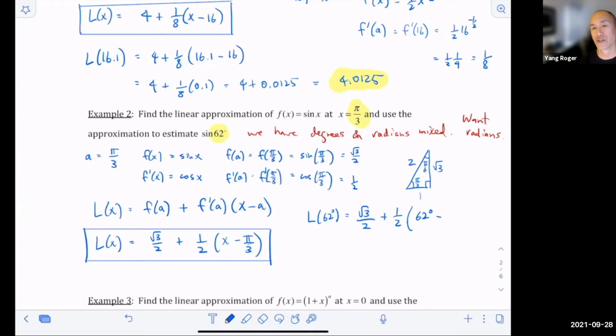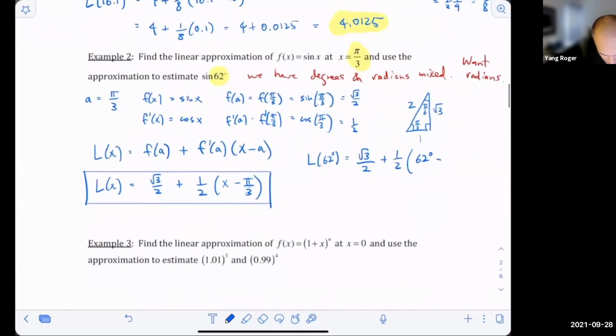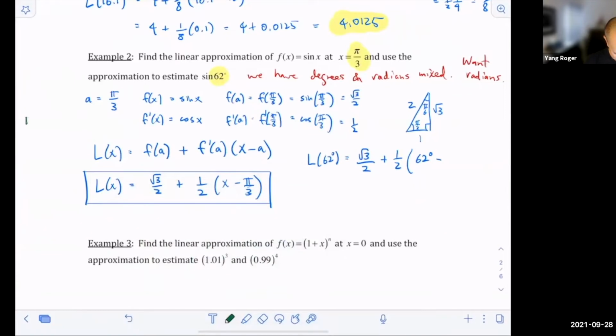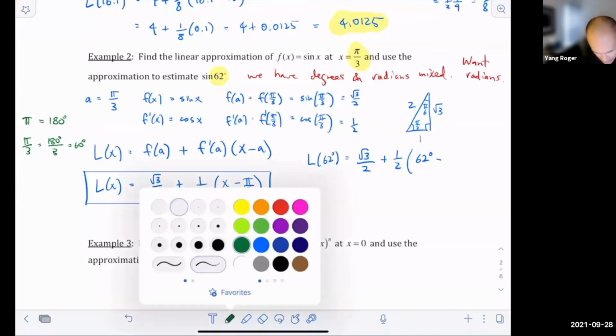Do you guys remember how to convert radians to degrees and vice versa? Let me remind you in case you forgot. Pi radians is equal to 180 degrees. So if you wanted pi over 3, you would just divide both sides by 3. Pi over 3 radians is equal to 180 degrees over 3, which is equal to 60 degrees. So I could really write in 60 degrees here.